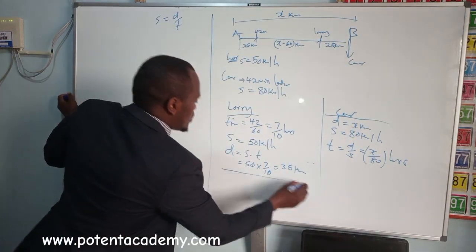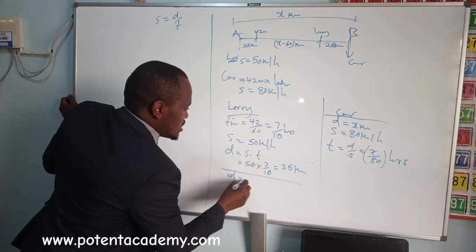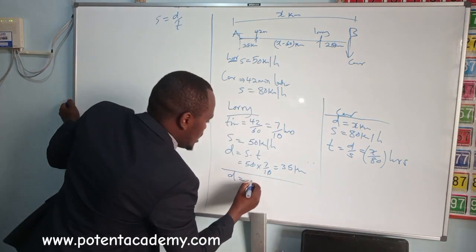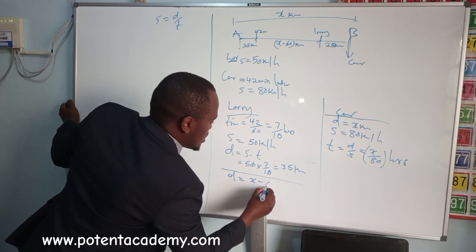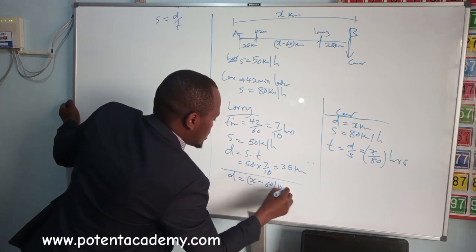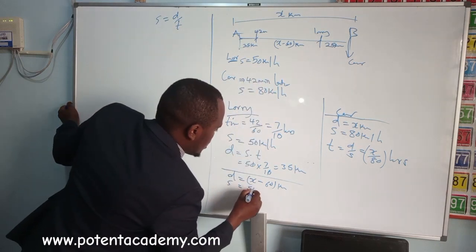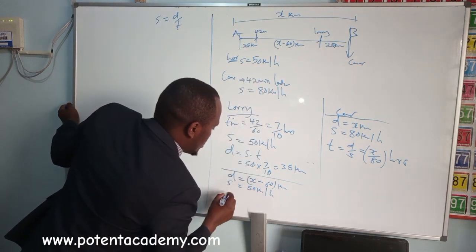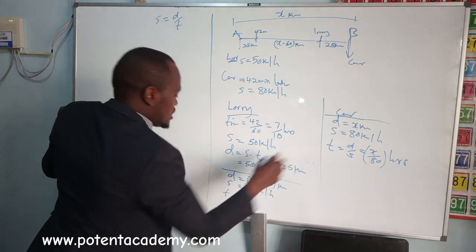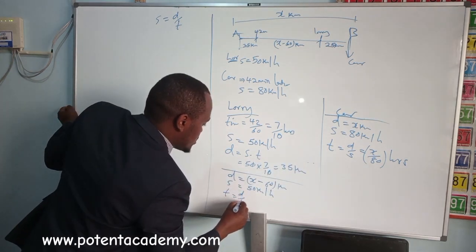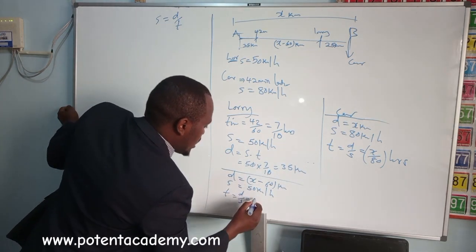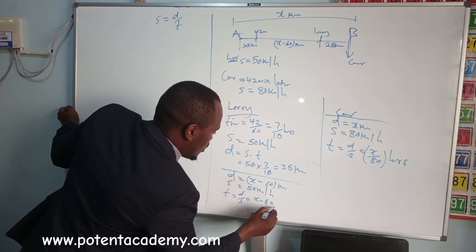Now, here, the distance between these two is x minus 60 kilometers. Speed is equals to 50 kilometers per hour. So what is the time? Time is given as distance over speed, which is x minus 60 over 50.